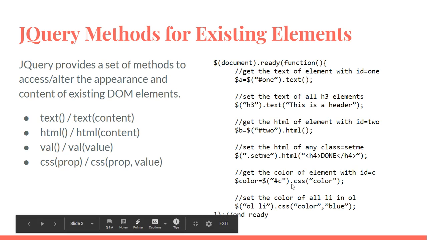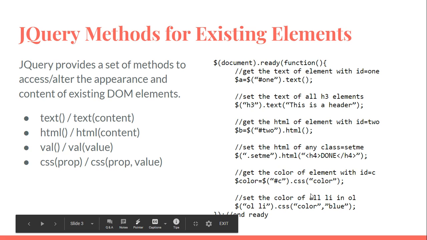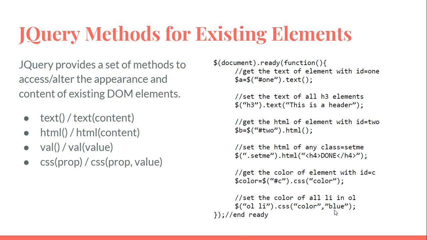And then CSS is the same kind of thing. Here, I find the element with ID C, and I can get its color attribute, the value of its color, so blue, red, pink, orange, and store that in this variable. And then down here, I can set the color of all LIs in an OL using standard CSS saying OL LI. This is just the LIs inside of an OL, and I'm going to change all of their colors to blue.